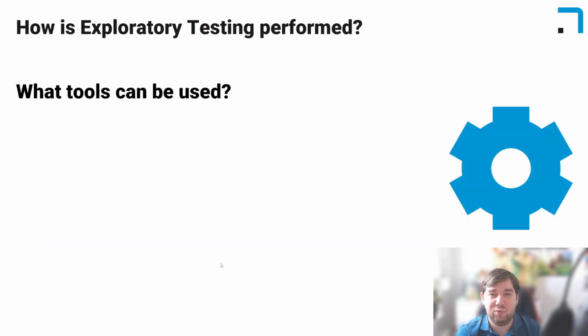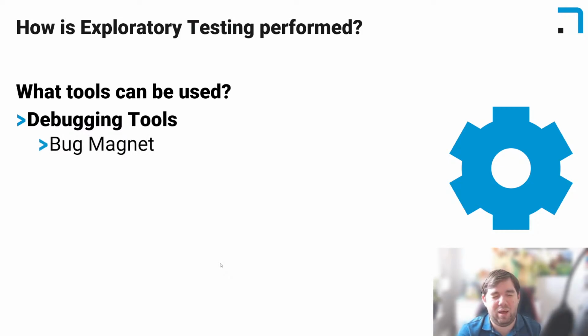Well, the tools that we do use for exploratory testing can be quite numerous, depending on, of course, the underlying software archetype or architecture that we are using. But let's stick with graphical user interface, as that's a very general area of software testing. And I'd say we can sort of break our tools into debugging tools and test monitoring tools. In terms of debugging tools, I know that we use some tools like Bug Magnet to assist us with our exploratory testing.